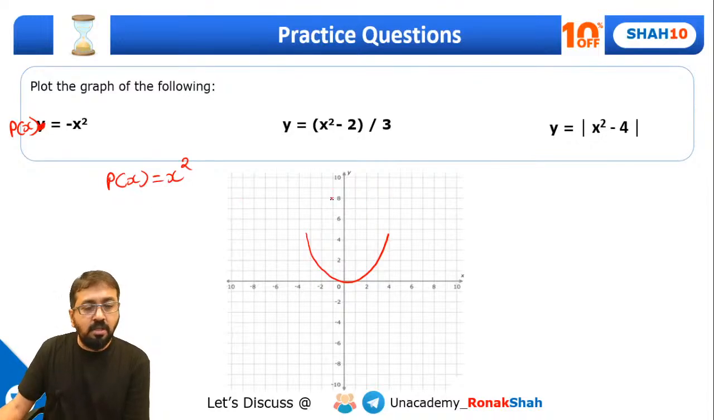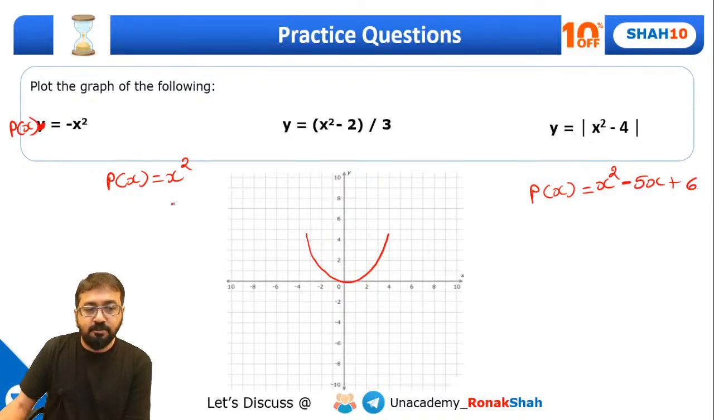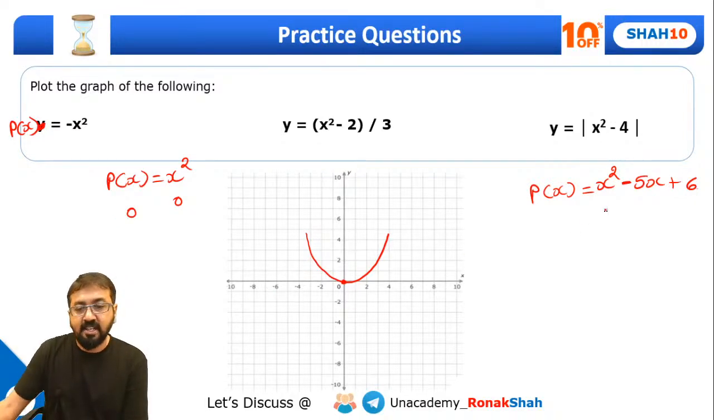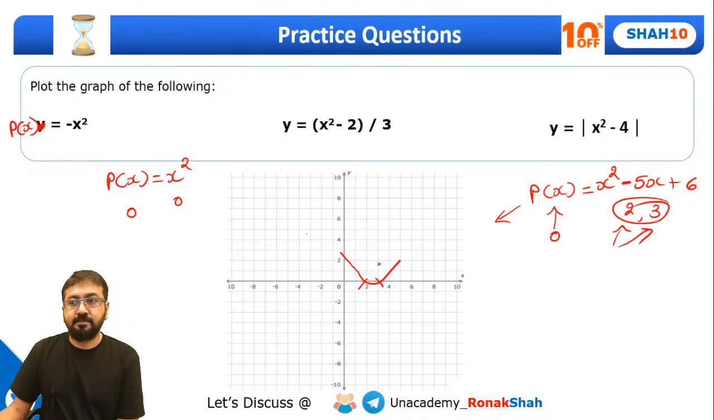Okay, so same way, if I take some polynomial like this one, p of x equal to x square minus 5x plus 6. Now observe one thing, for x equal to 0, p of x was 0, and that's why the cusp is over here, right? In this one, what are the roots? The roots are 2 and 3. That means for these values of x, p of x becomes 0, right? So how will be the graph of this one? The graph of this one will be something like this. It will cut at the roots. So the graph will cut the x-axis at 2 as well as 3. Are you all clear with this point, guys? Are you all able to understand?